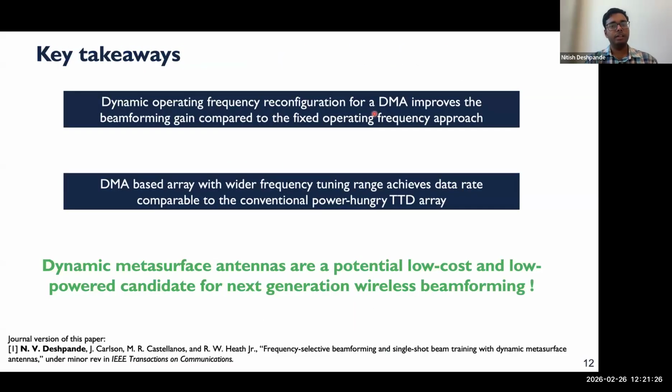To summarize the key takeaways, in our work, we have shown that dynamic operating frequency reconfiguration for a DMA improves the beamforming gain compared to the fixed operating frequency approach. And if we use a DMA with wider frequency tuning range, we are able to achieve data rate comparable to the conventional power hungry true time delay array. So DMAs are a potential low cost and low power candidate for the next generation wireless beamforming. You can check out this journal paper for more details.